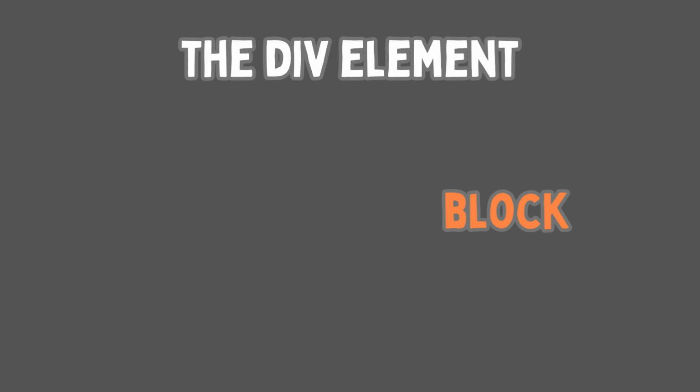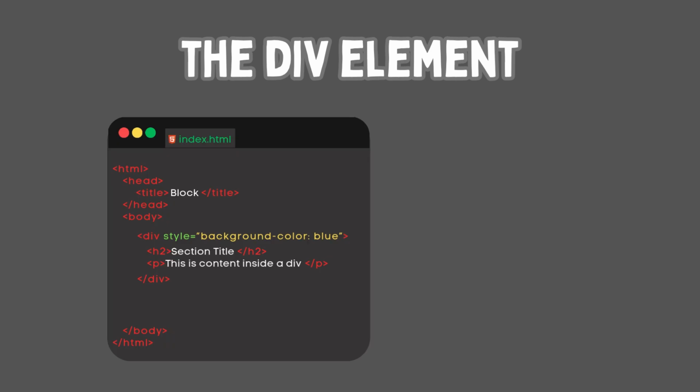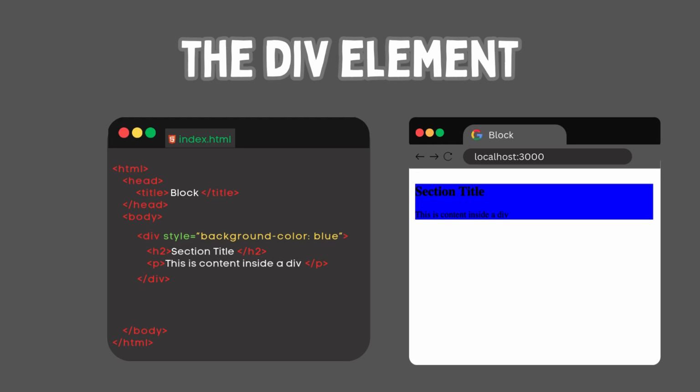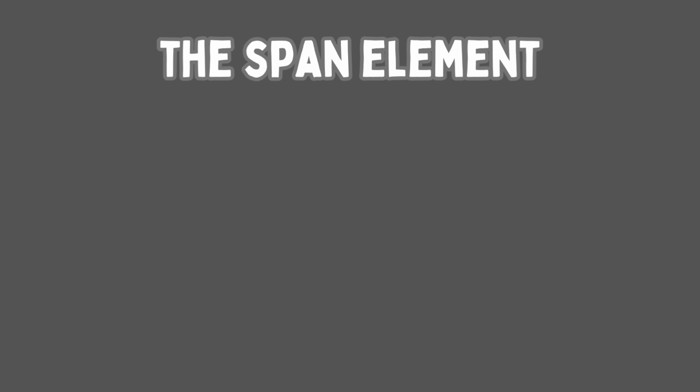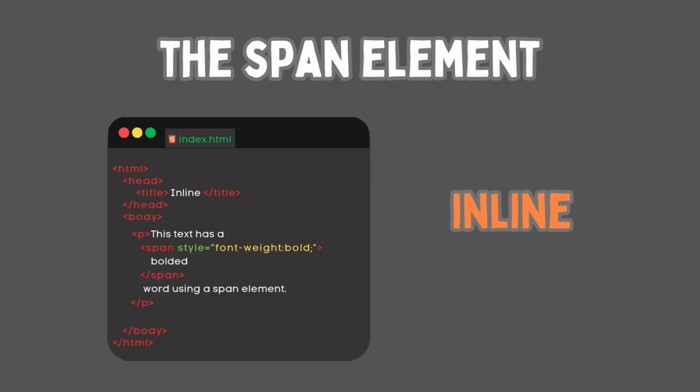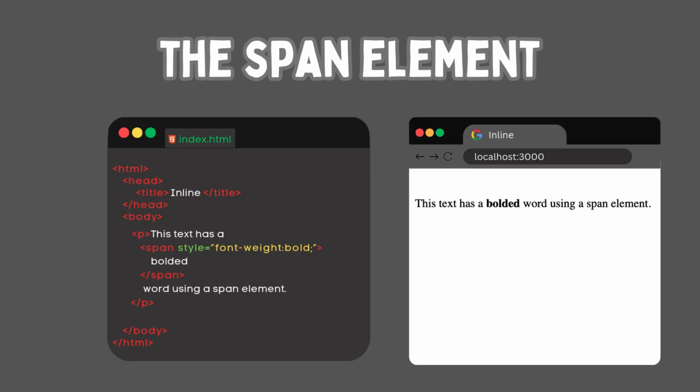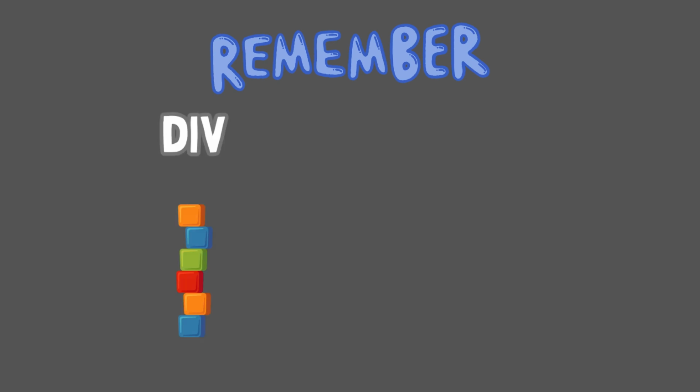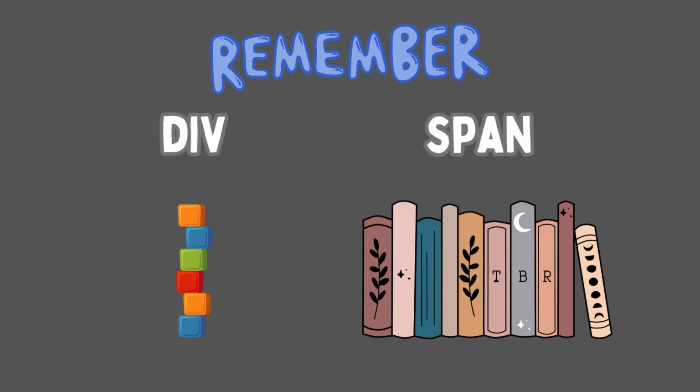The div element. This is a block-level element. Use it to group larger sections of content. It's super handy when you want to apply styles or organize your layout. The span element. On the flip side, span is an inline element. Use it to style or manipulate smaller chunks of text without breaking the flow. Remember, div is for block level grouping and span is for inline content.